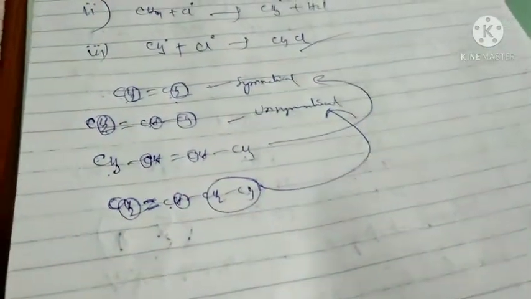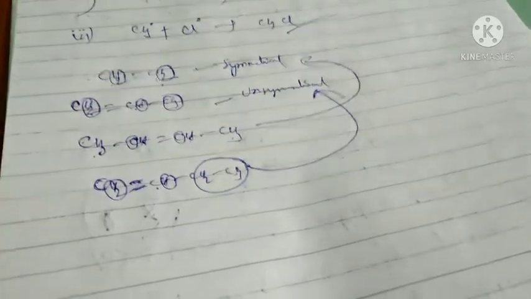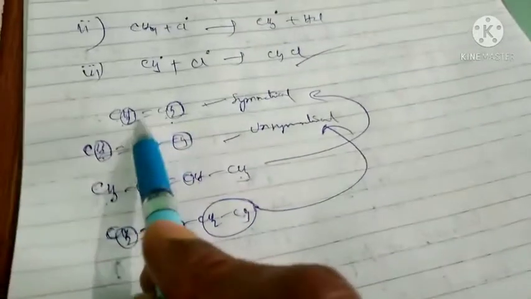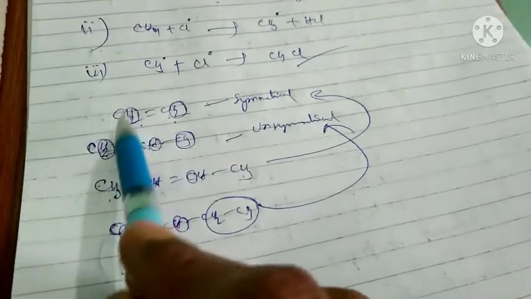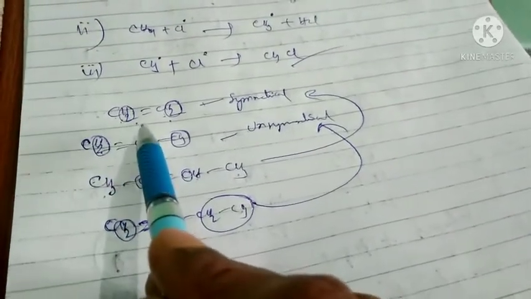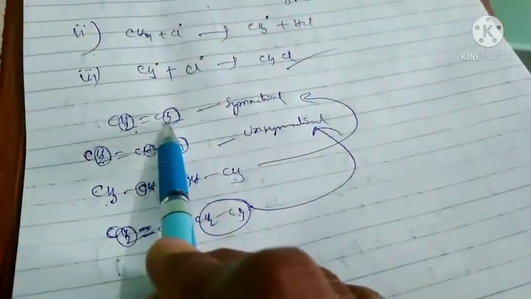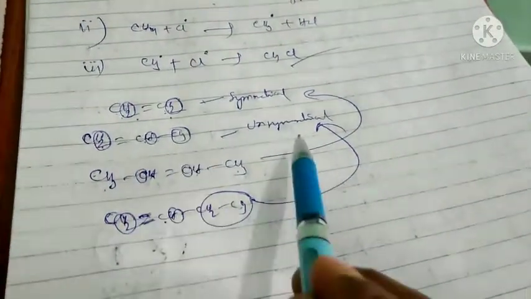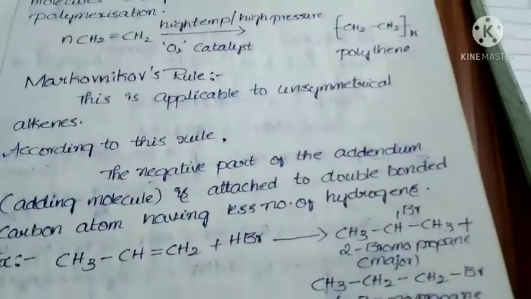So I hope you understand what is symmetrical and what is unsymmetrical. This is very important. What is symmetrical? Whatever groups are present on one double bonded carbon should be equal to the groups on the other double bonded carbon atom. That is called symmetrical. Otherwise it is called unsymmetrical. Now what is this rule? This rule is applicable to unsymmetrical alkenes, not for symmetrical alkenes.